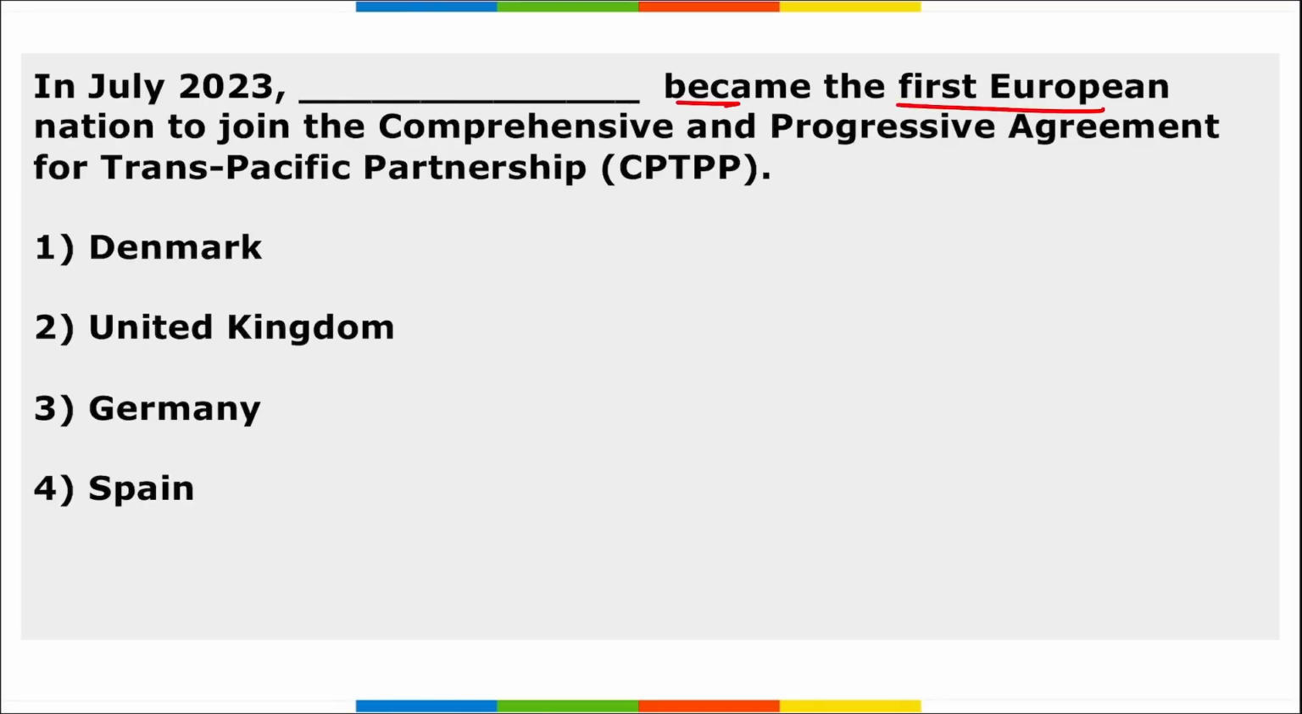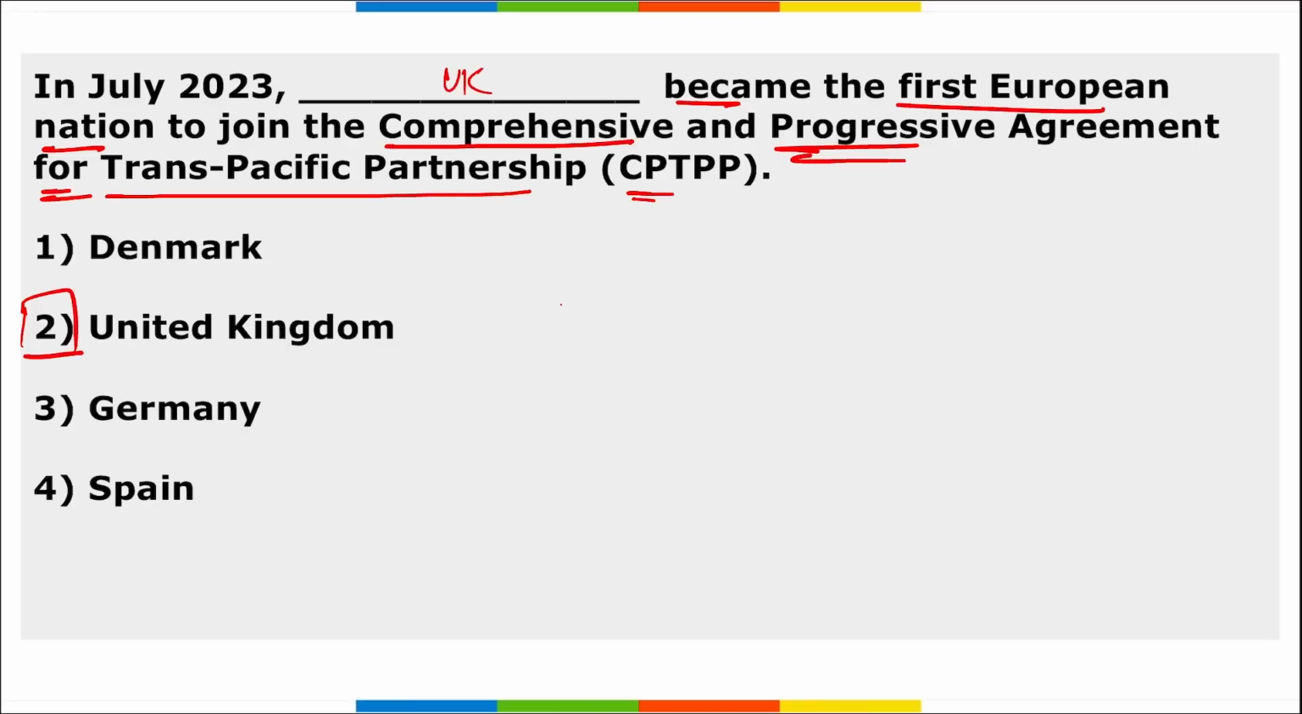Which country became the first European nation to join the Comprehensive and Progressive Agreement for Trans-Pacific Partnership? So, which is it? Which country are we talking about? It is the UK. They became the first European nation to join the Comprehensive and Progressive Agreement for Trans-Pacific Partnership.